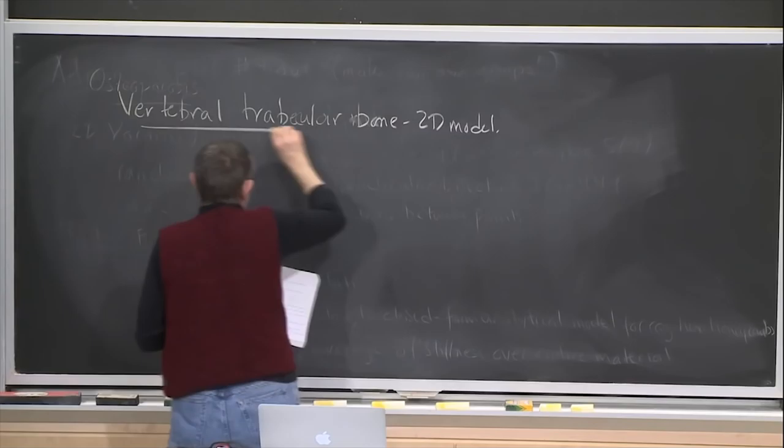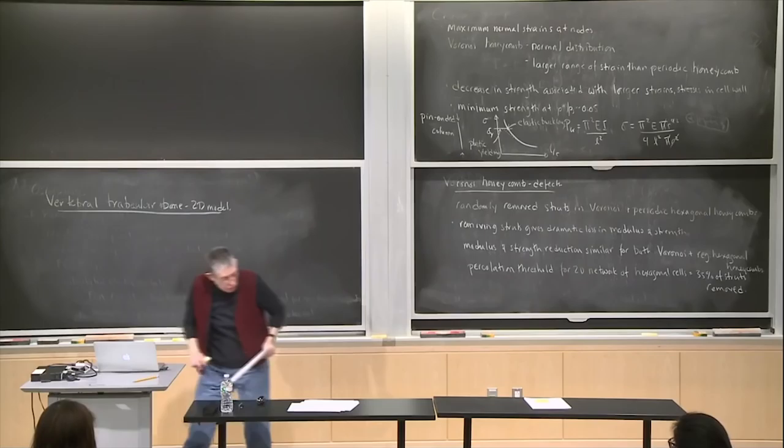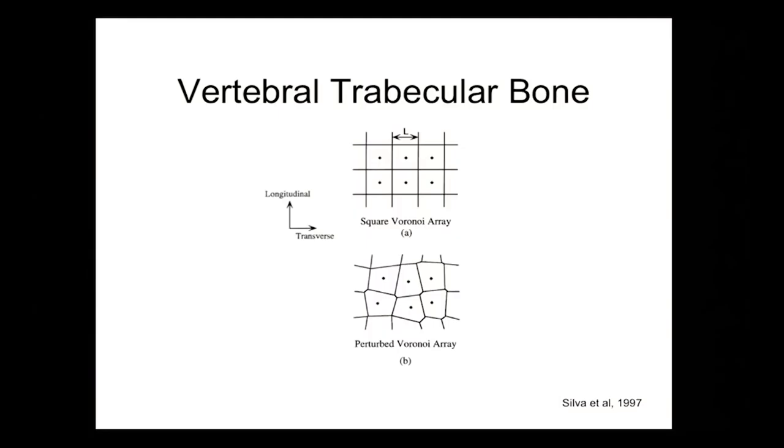Okay, so then we were interested in trying to model something that was a little closer to the structure of bone. And so we set up this model here. We started with just a square Voronoi array. If you force the points into a square pattern, you get a square Voronoi.